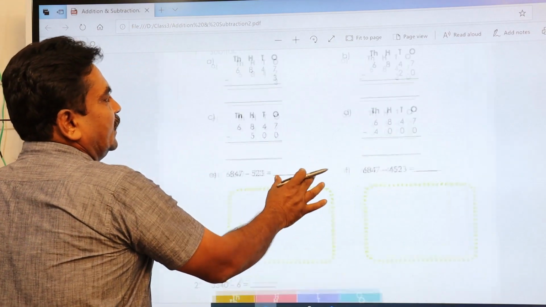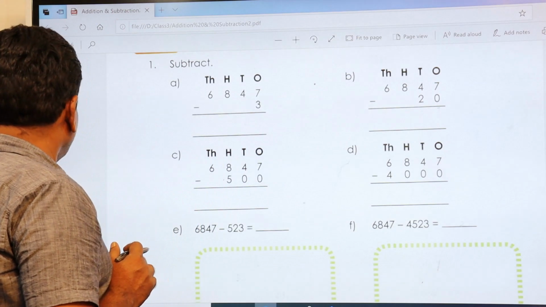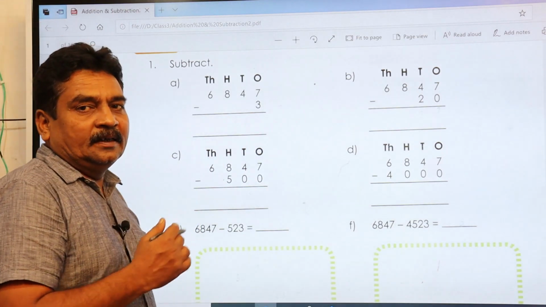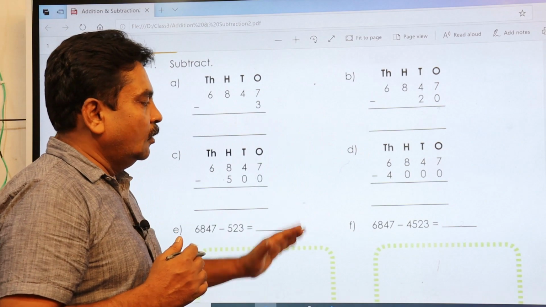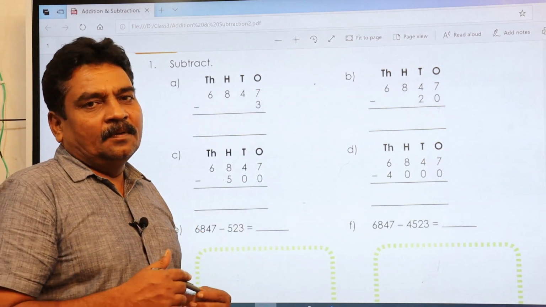The first one here is subtraction. Anyhow, you people can do it, but I'll repeat it. I'll do certain problems, and the remaining problems, a few problems, I'll give as a part of homework. Please do that too.